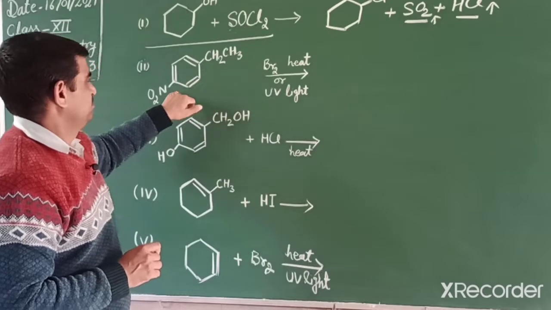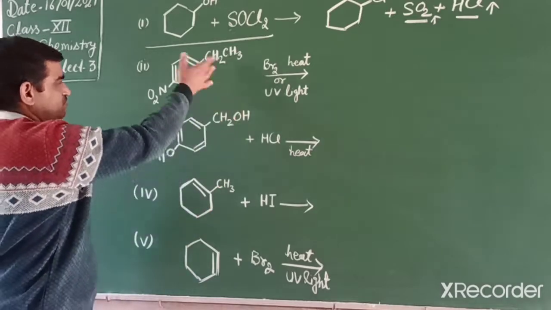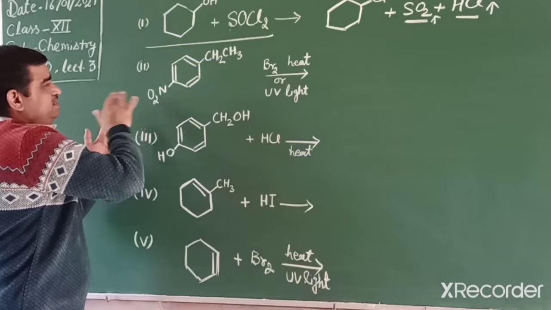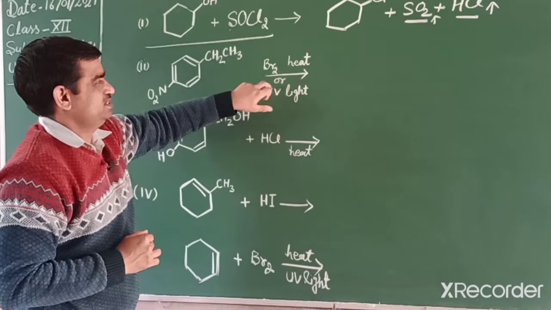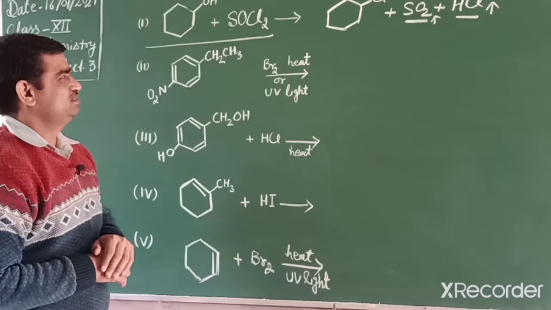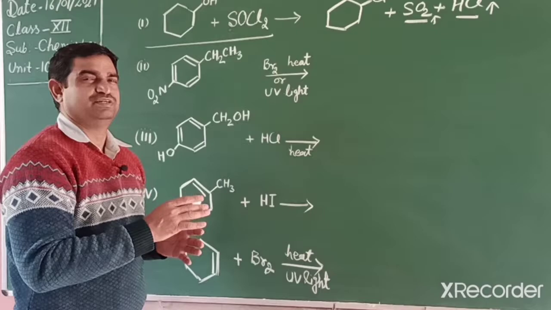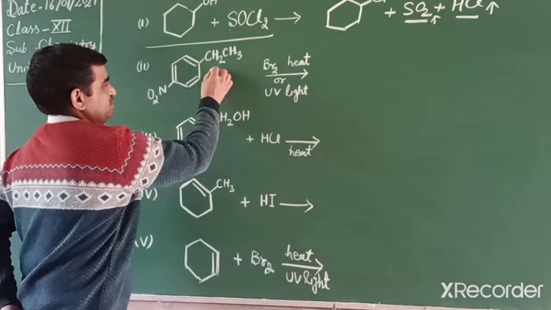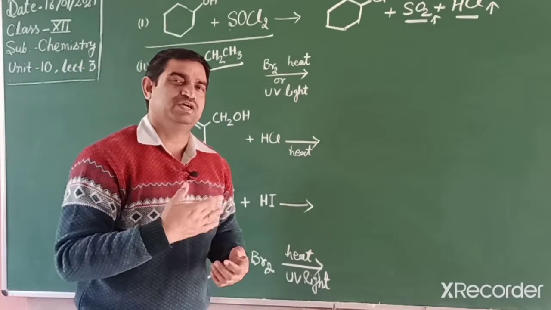Next reaction. In this reaction you can see the compound is an aromatic compound, and there is also a side branch substituent and a nitro group attached. So students, the reagent you see is bromine with heat or UV light. It means this reaction is free radical halogenation. Free radical halogenation occurs in aliphatic compounds, so this hydrogen is removed. Out of these 5 hydrogens, we have to replace a single hydrogen by halogen.